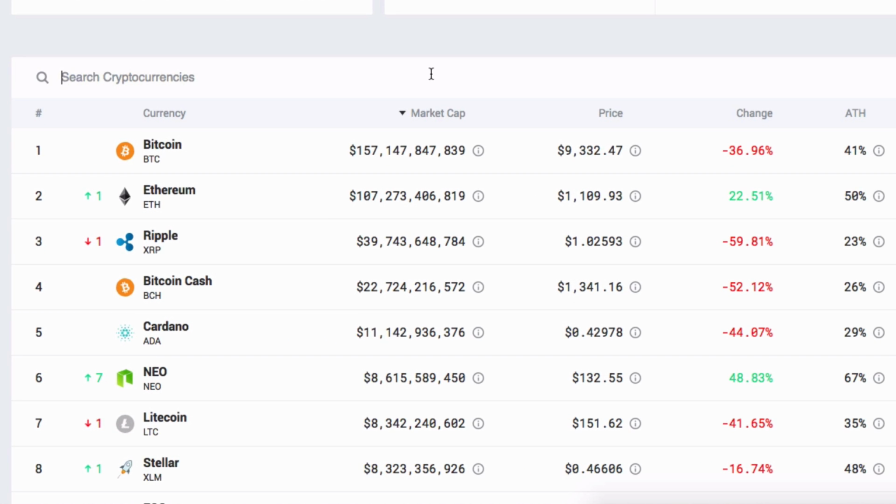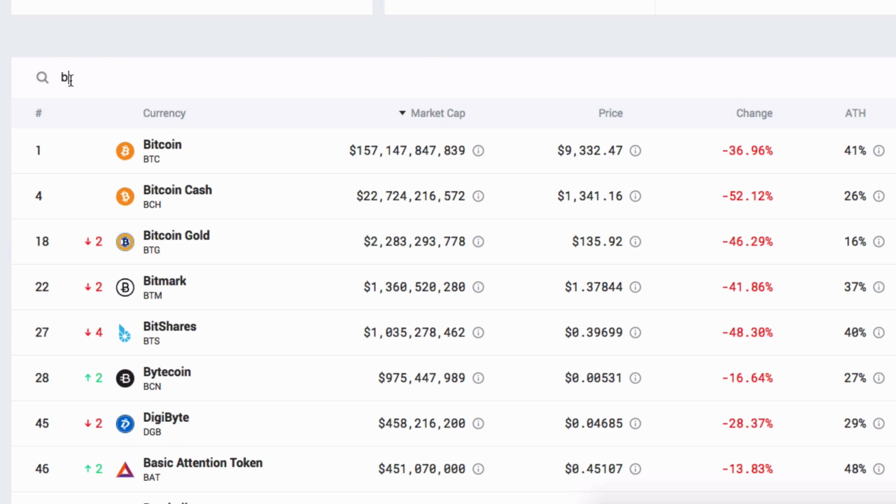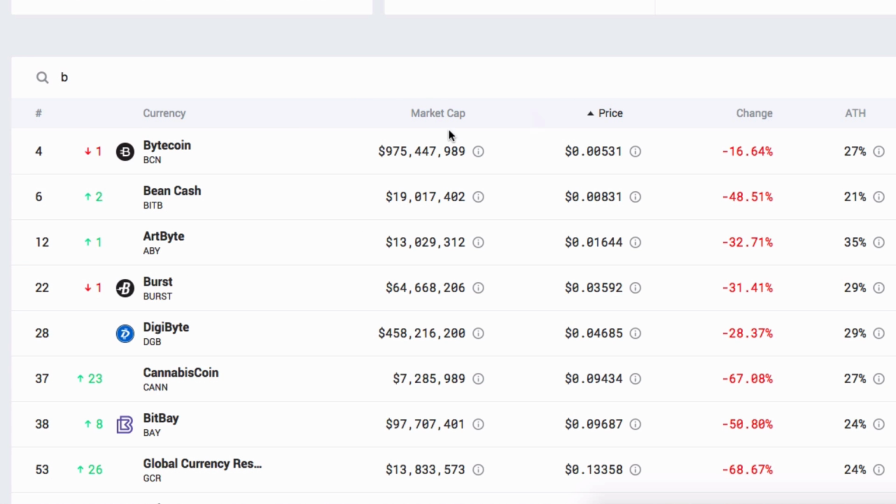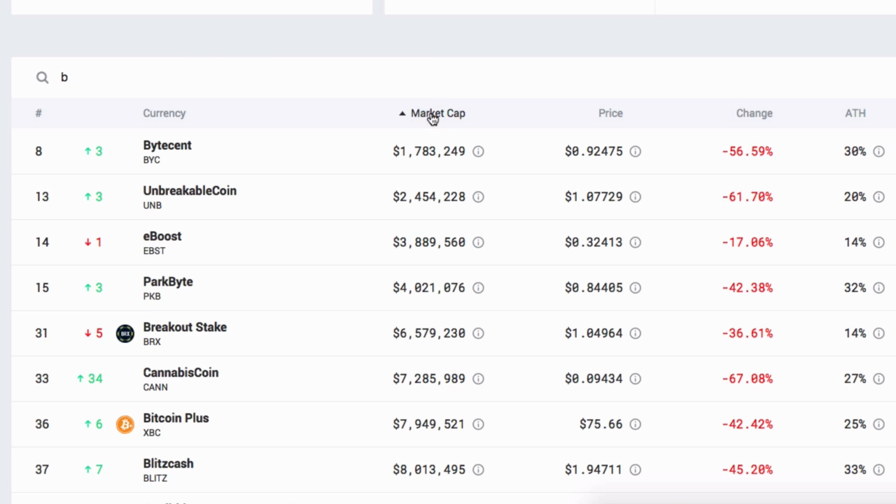What's important to note here is that when you do a search, for example, anything with a letter B in it, the numbers here are ranked according to the sort. So if I'm sorting by price, the numbers are different than if I'm sorting by market cap.